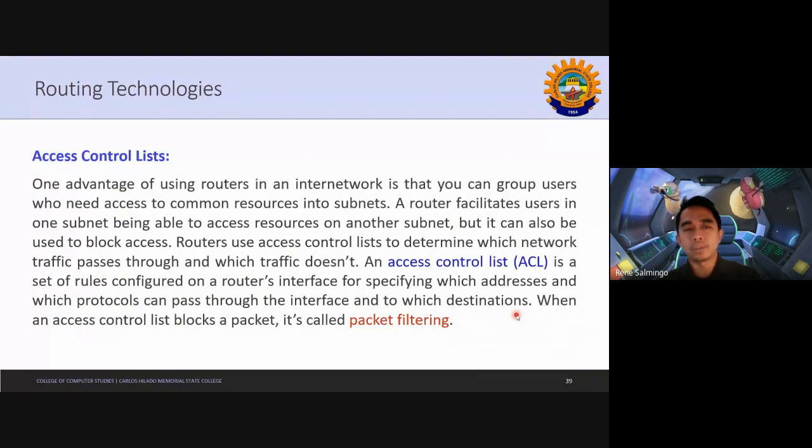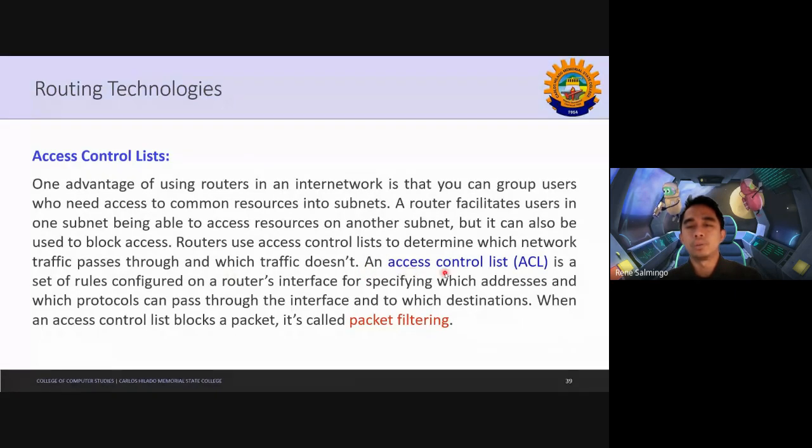So we have the access control list. One of the advantages of routers in an internetwork is that you can group users who need access to common resources into subnets. A router lets users on one subnet access resources on another subnet. It can also be used to block access, and routers can use access control lists to determine which network traffic passes through and which traffic doesn't.